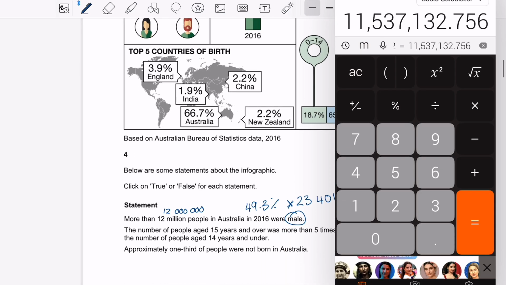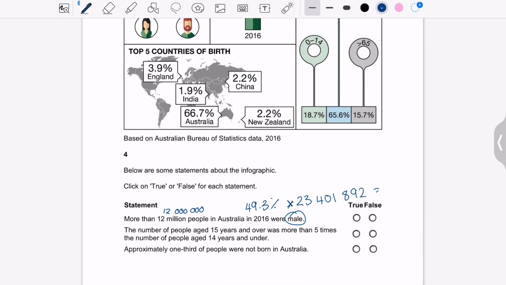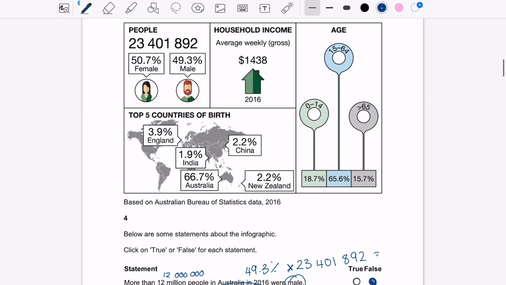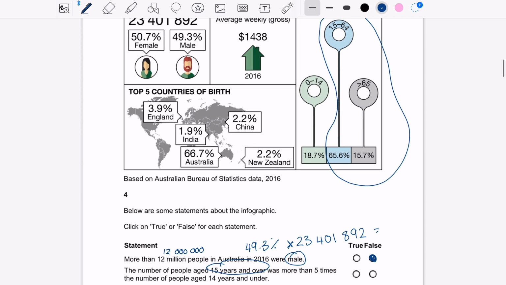So more than 12 million people? No, it was less than 12 million people. So that is false. The number of people aged 15 years and over was more than 4 times the number of people aged 14 years and over. So we can look at the percentages. So 15 years and over is going to be this group and this group. And then 14 years and under is just going to be this group.